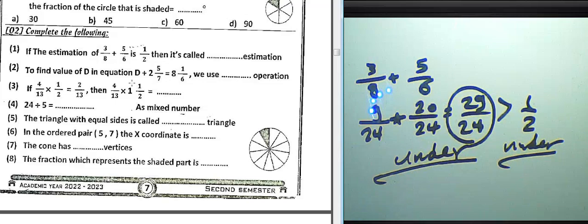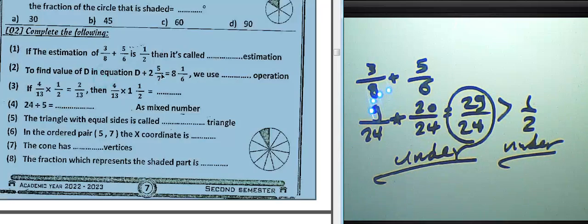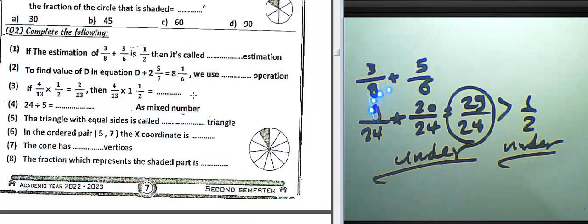Question number 2. To find the value of d in the equation d plus 2 and 5 over 7 equals 8 and 1 over 6, we use subtraction here. To find the result, we can use subtraction.